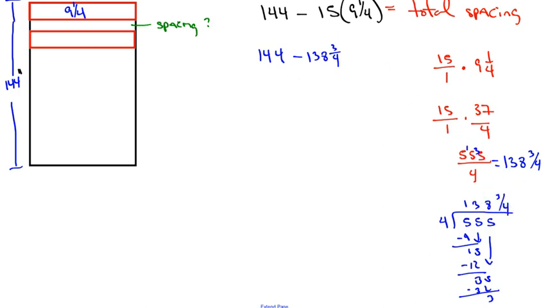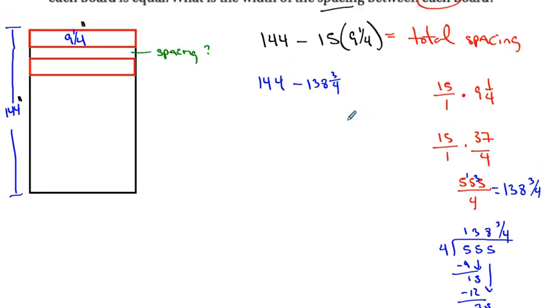Right, and now I have 144 minus 138 and 3/4. All right, so perfect. Be careful here. So I'm going to subtract 138 from 144, but I also have to subtract another 3/4. So if you want to write this as 143 4/4 minus 138 and 3/4, that's one way to look at it. And then you can subtract 3/4 from 4/4, which is 1/4, 138 from 143, and you get 5.